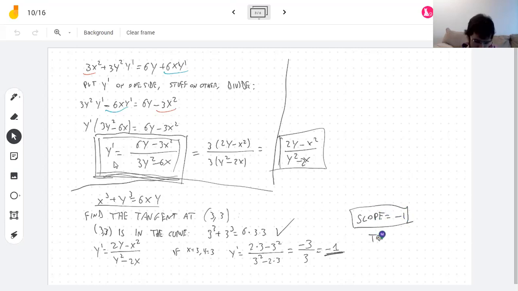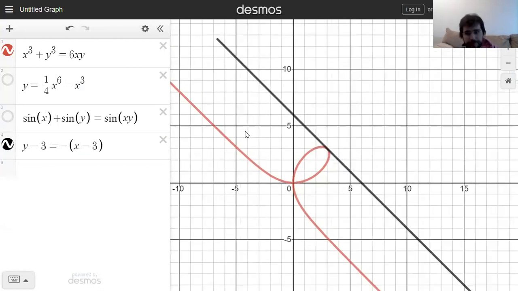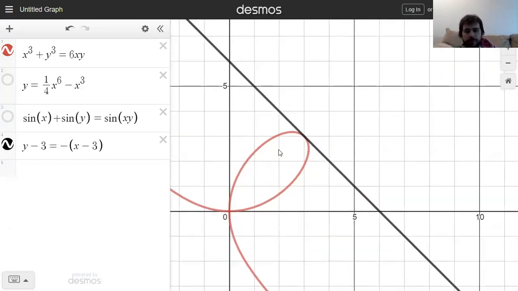So the tangent line by the point slope formula is y minus 3 equals negative 1 times x minus 3. In this formula, this is the y coordinate of the point, this is the x coordinate, and this is the slope. So that's what I think the tangent line is. Let's see if I was wrong or not. Ooh, those tangents. By the symmetry, it has to look like this. But there you go. We found the tangent.